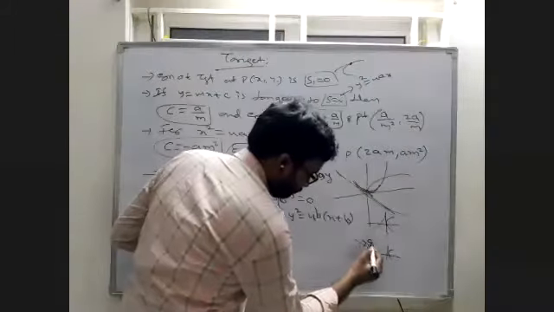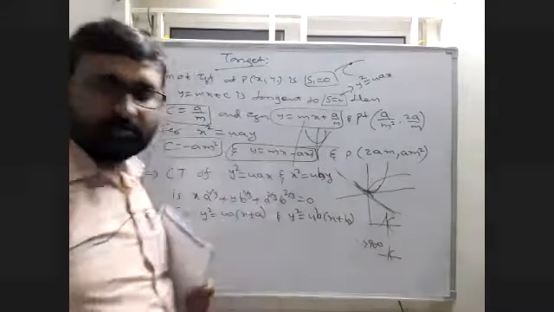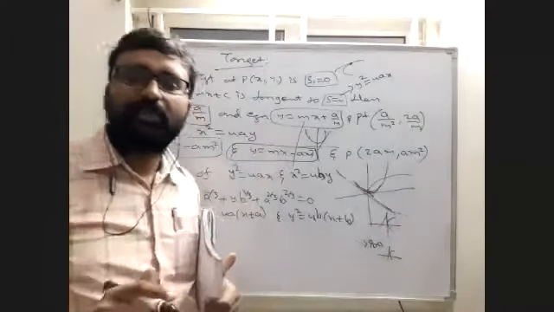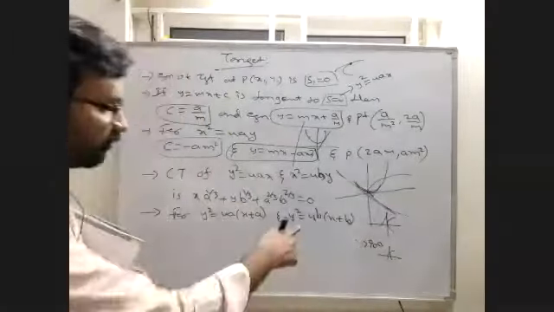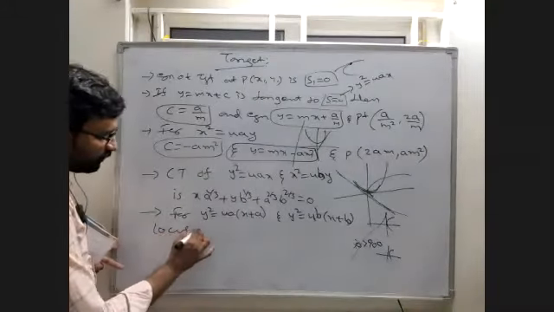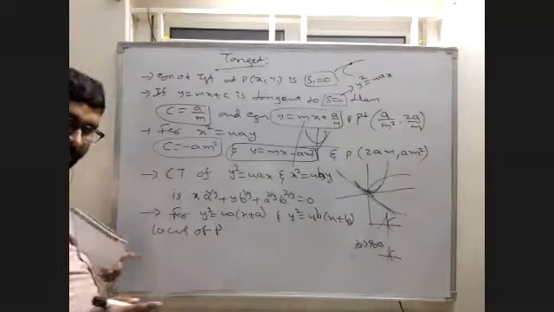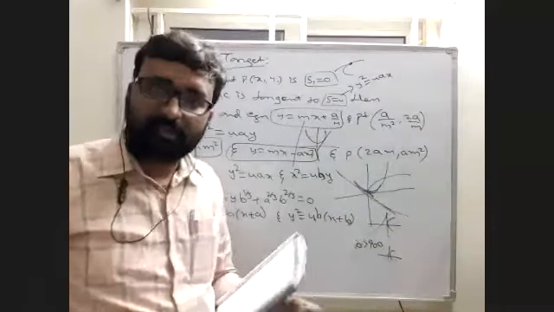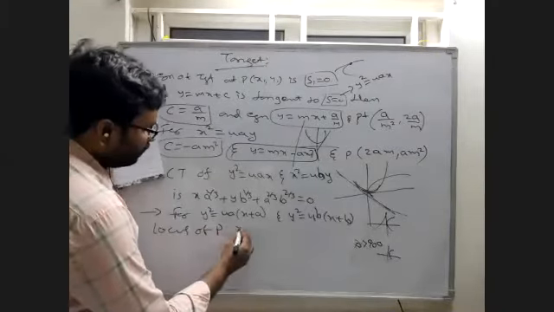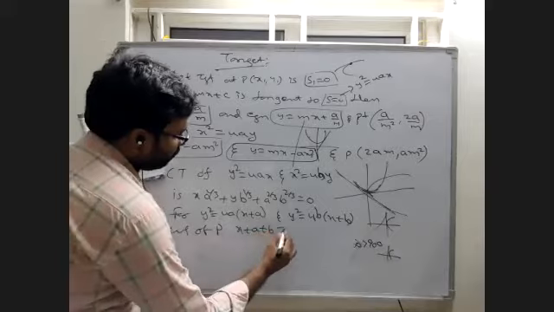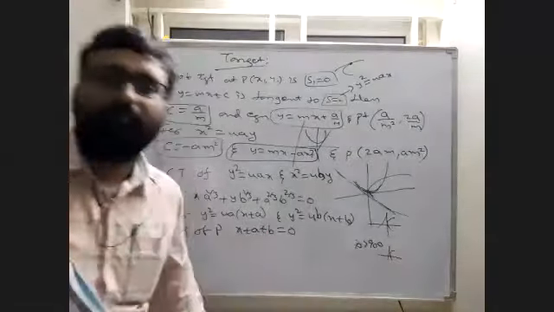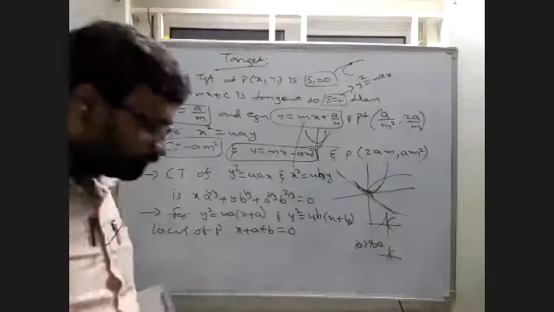If the angle between the tangents from point P to the two parabolas is 90 degrees, then the locus of that point P, where the angle is 90 degrees, is x + a + b = 0.